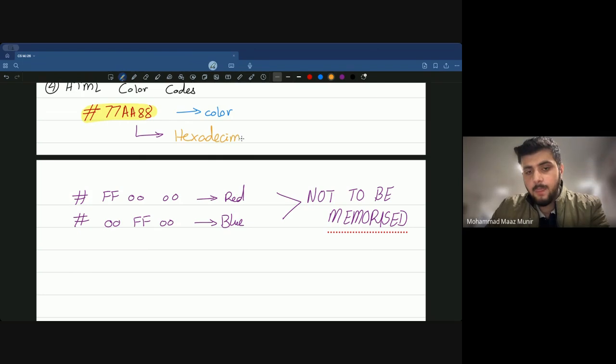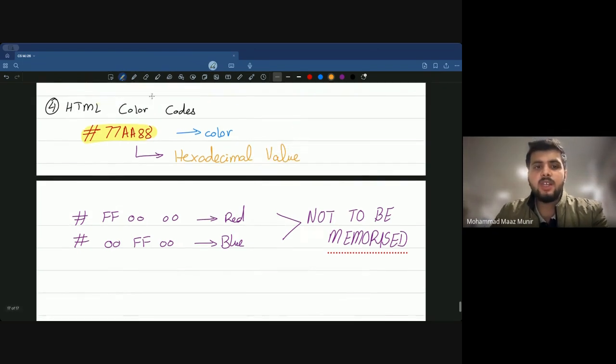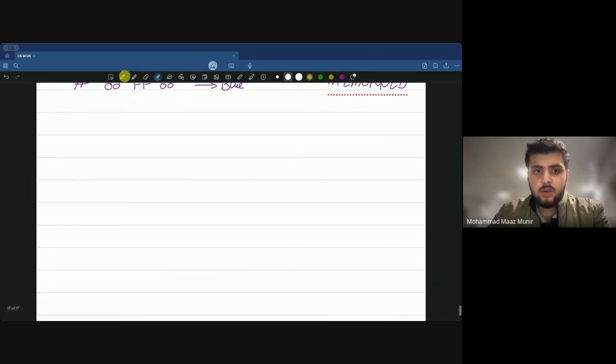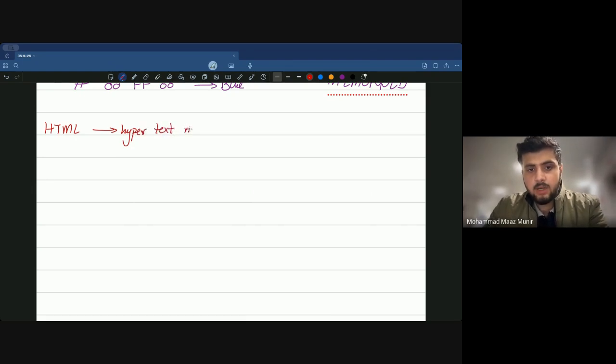Apart from this, when discussing HTML color codes, it's also important that you have a general idea of what HTML is. If you are ever going to explore the field of web development, you're going to be hearing the word HTML. HTML basically stands for hypertext markup language.